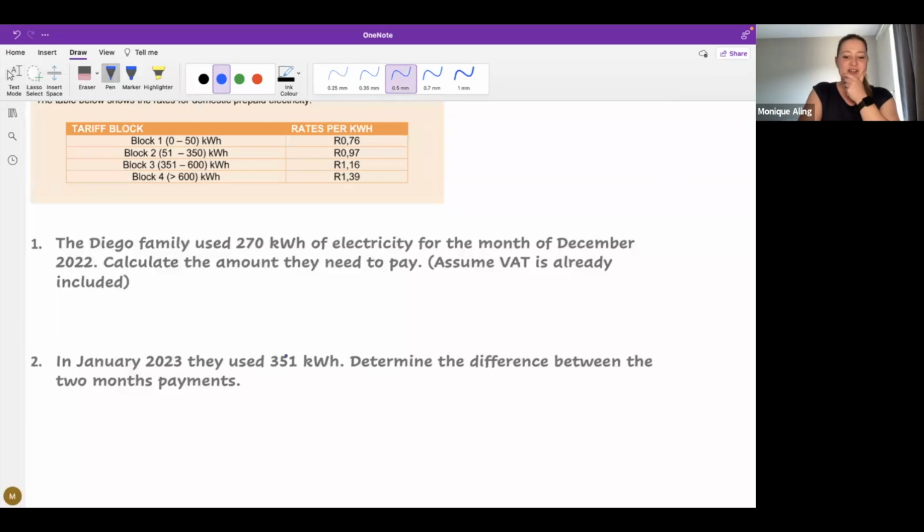We're looking at 351 kilowatt hours. So that falls into block 3. So remember, we have to start from block 1 and work our way down to block 3. We're not going all the way to 600. So I'm going to cross that out and we're at 351. Okay, so because we're going across 3 blocks, that means I'm going to have 3 brackets, 3 different calculations. First block, we're using the 50. So it's 50 times by 0.76 plus.